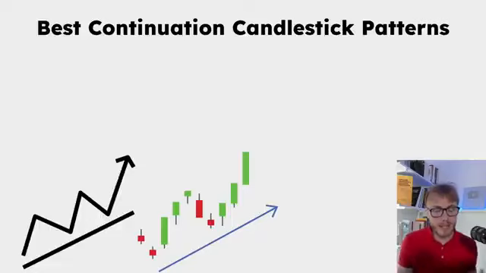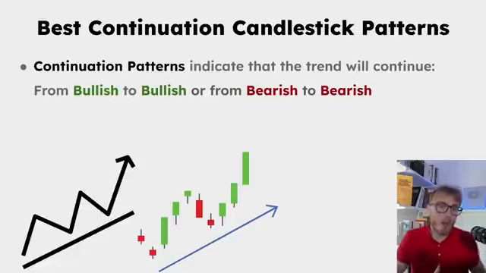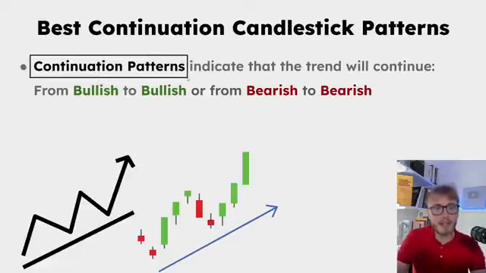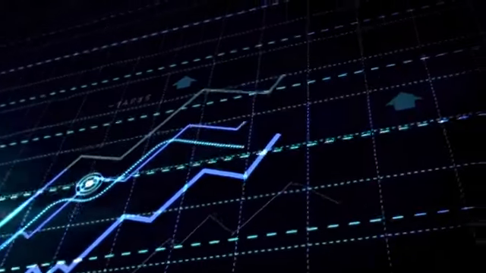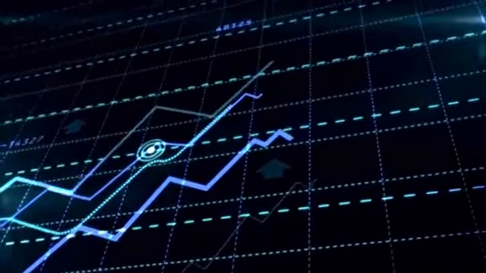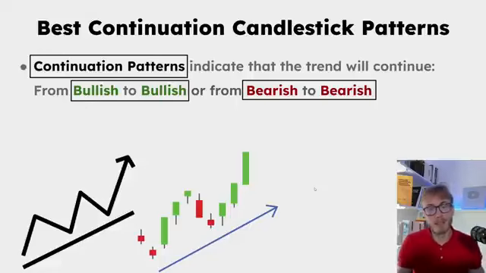Alright, so now it's time to switch the attention and take a look at the best continuation candlestick patterns. And first of all, what are continuation patterns? Well, continuation patterns indicate that the trend will continue. Or in other words, they indicate that we will go from a bullish to a bullish trend, or from a bearish to a bearish trend. And continuation patterns can be super effective because you are trading in the same direction as the trend. And as you guys know, the trend is your friend.